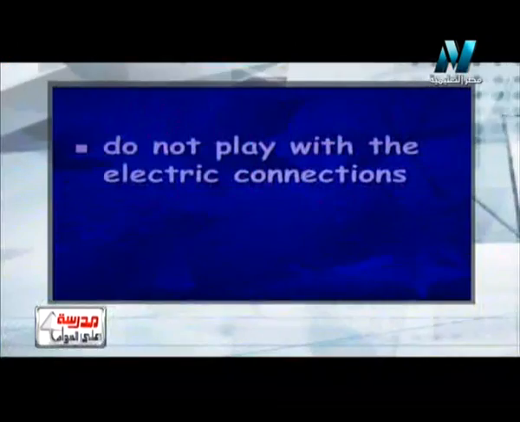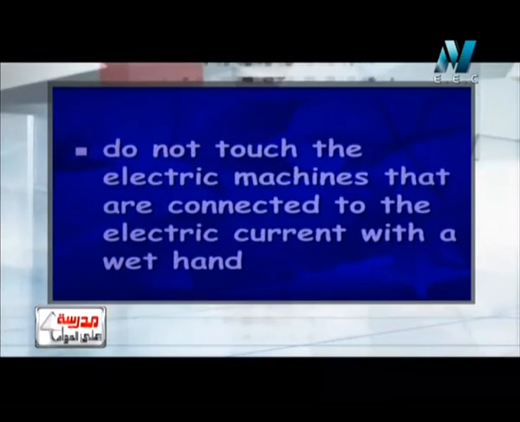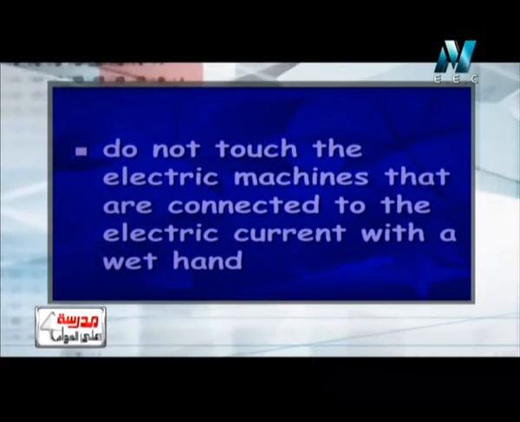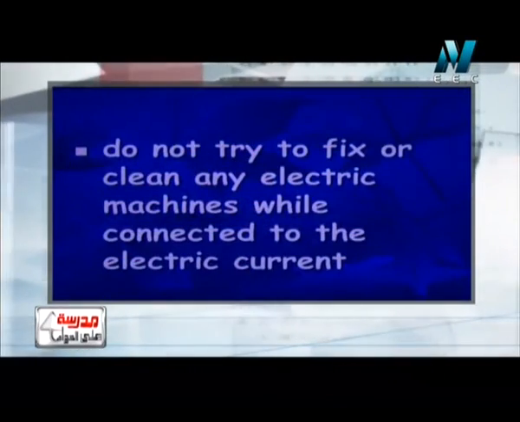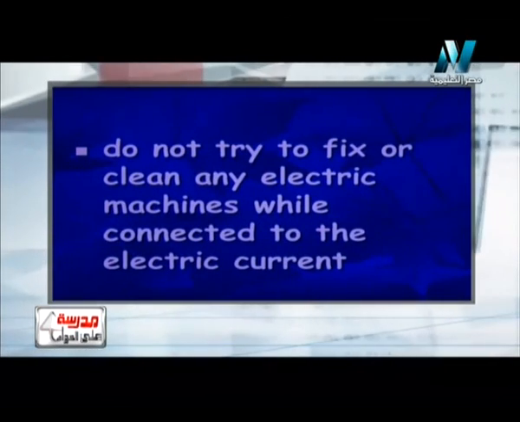So now we have the most important thing in our lesson today: the precautions when dealing with electricity. Number one, don't play with the electric connection. Number two, don't insert a metal object in the socket, such as nails or metal wires. Don't touch the electric machines that are connected to the electric current with a wet hand. At last, don't try to fix or clean any electric machine while connected to the electric current. Again, we have studied the electric fire, electric shock, electric burn, all the dangers of electricity, direct and indirect, and also the precautions. Don't touch any naked electric wire that is not covered with plastic, and so on.